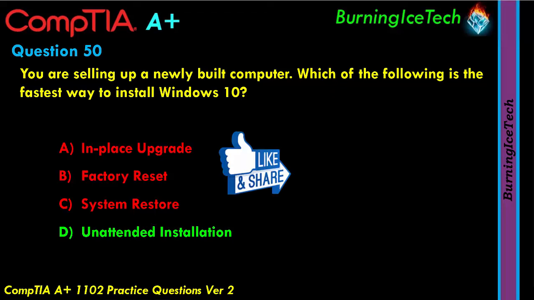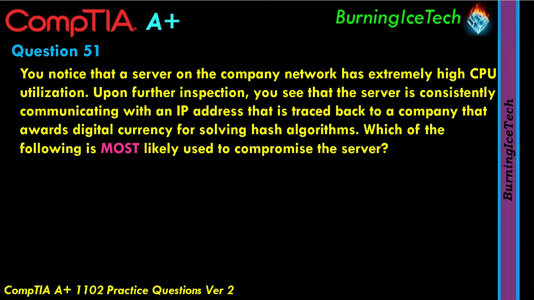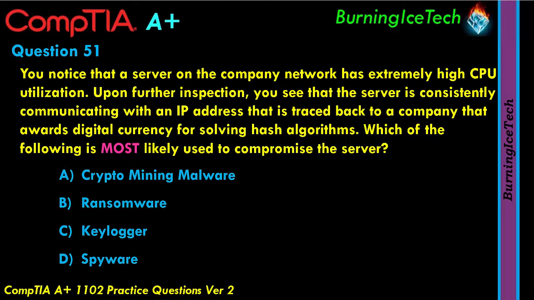Now on to question 51. You notice that a server on a company network has extremely high CPU utilization. Upon further inspection, you see that the server is consistently communicating with an IP address that is traced back to a company that awards digital currency for solving hash algorithms. Huh! So if you paid attention earlier in the video, you would know what the answer is now. Which of the following is most likely used to compromise the server?